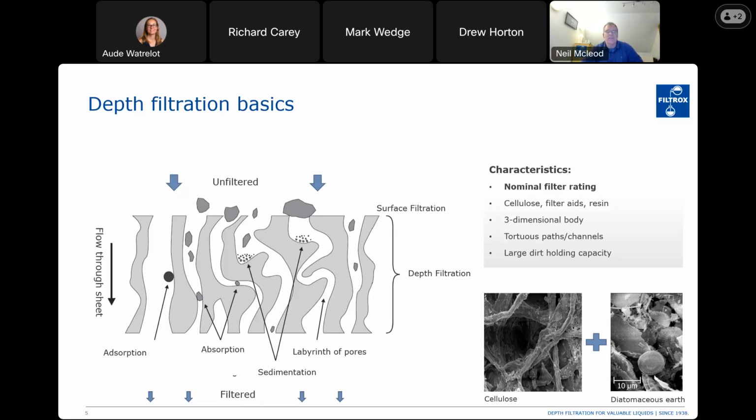The depth filters are made up of a cellulose matrix, and because of the matrix, we can actually incorporate different filter aids within that matrix, and then there's a small amount of resin that holds the whole structure together. The photo on the bottom right side shows a cellulose matrix, and next to it a diagram of typical filter aids, which could be diatomaceous earth or different perlites, and these can be held within the structure.